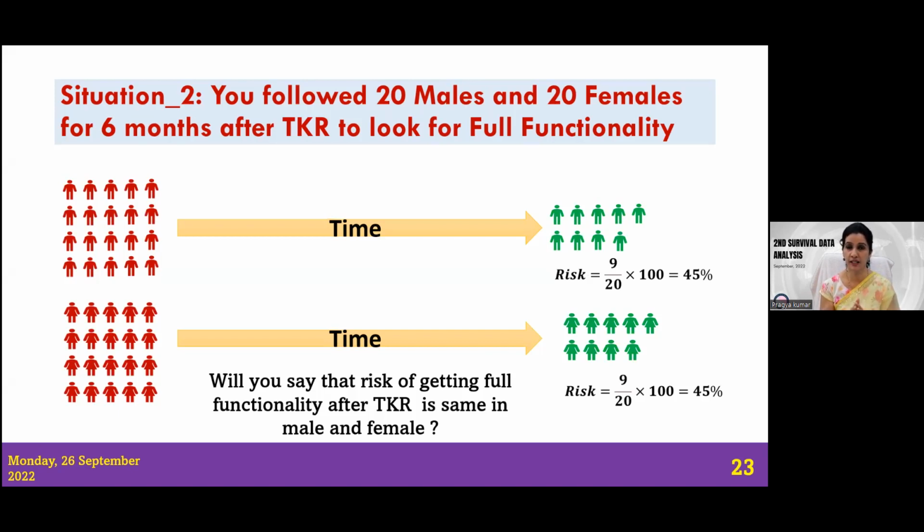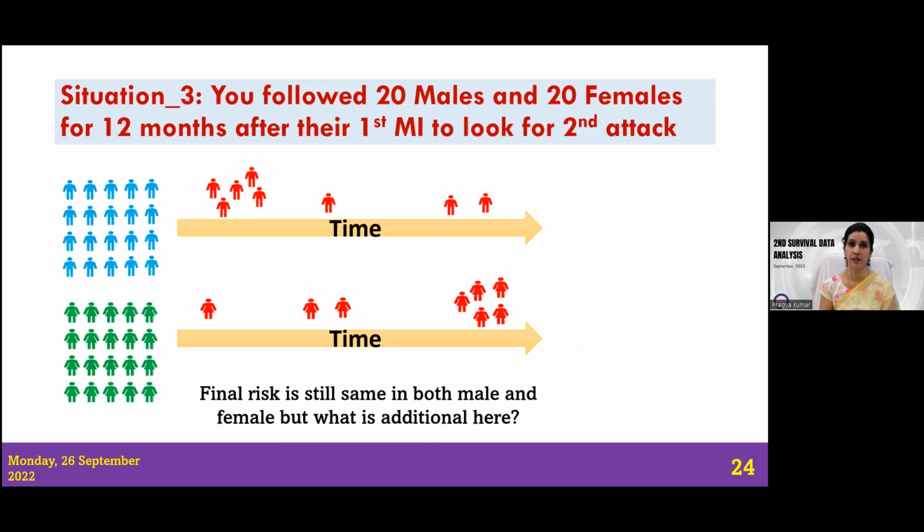So in this case, again, 9 out of 20 men recovered or had full functionality, and 9 out of 20 women had full functionality at the end of the 6 month period. Okay. So can I say that the risk of getting full functionality after total knee replacement is same in both men and women? So yes, Saurabh, Shivaji, they are writing that it is same. Again, you followed this. Now see this.